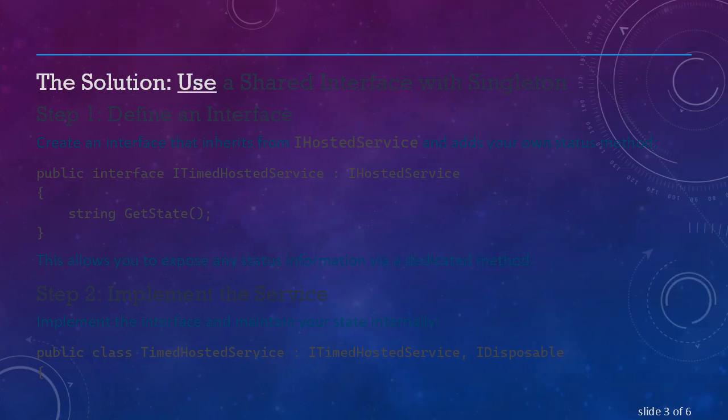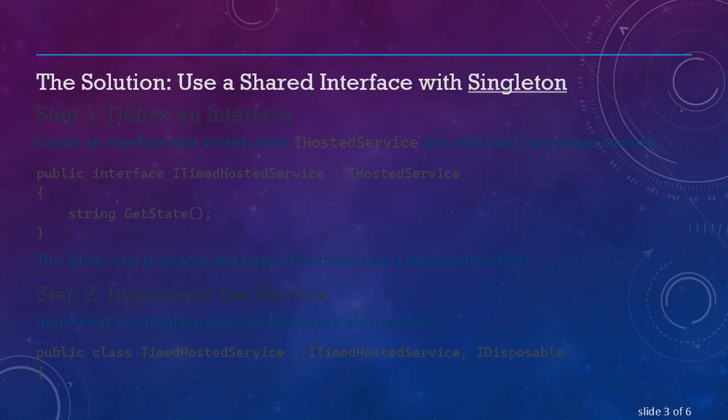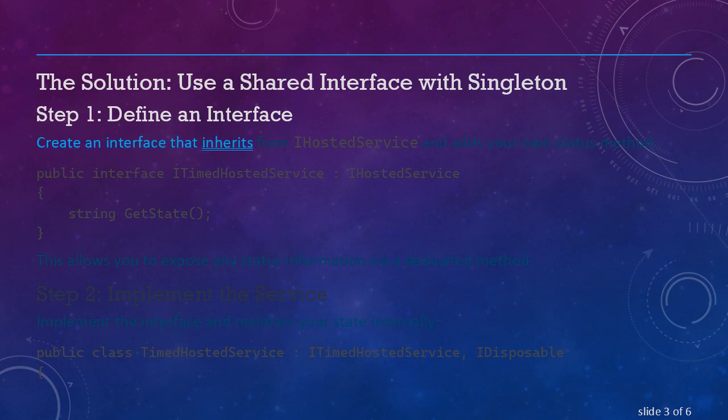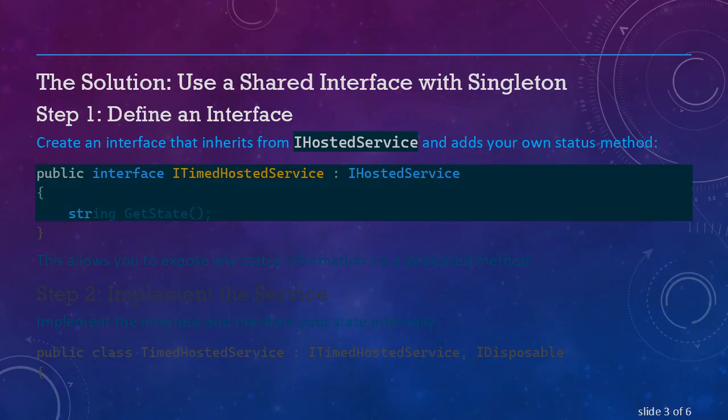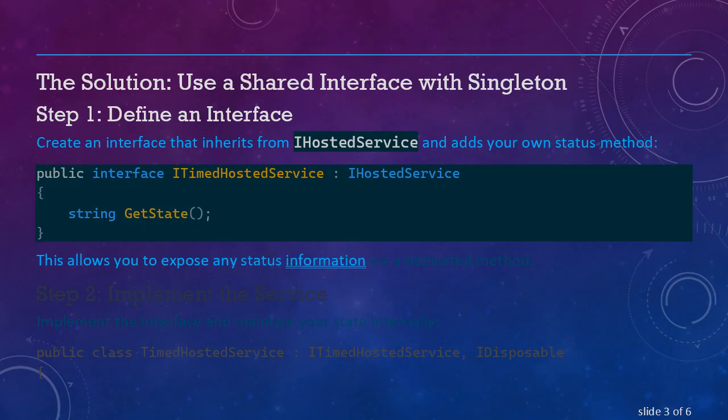The solution: use a shared interface with a Singleton. Step 1. Define an interface. Create an interface that inherits from IHostedService and adds your own status method. This allows you to expose any status information via a dedicated method.